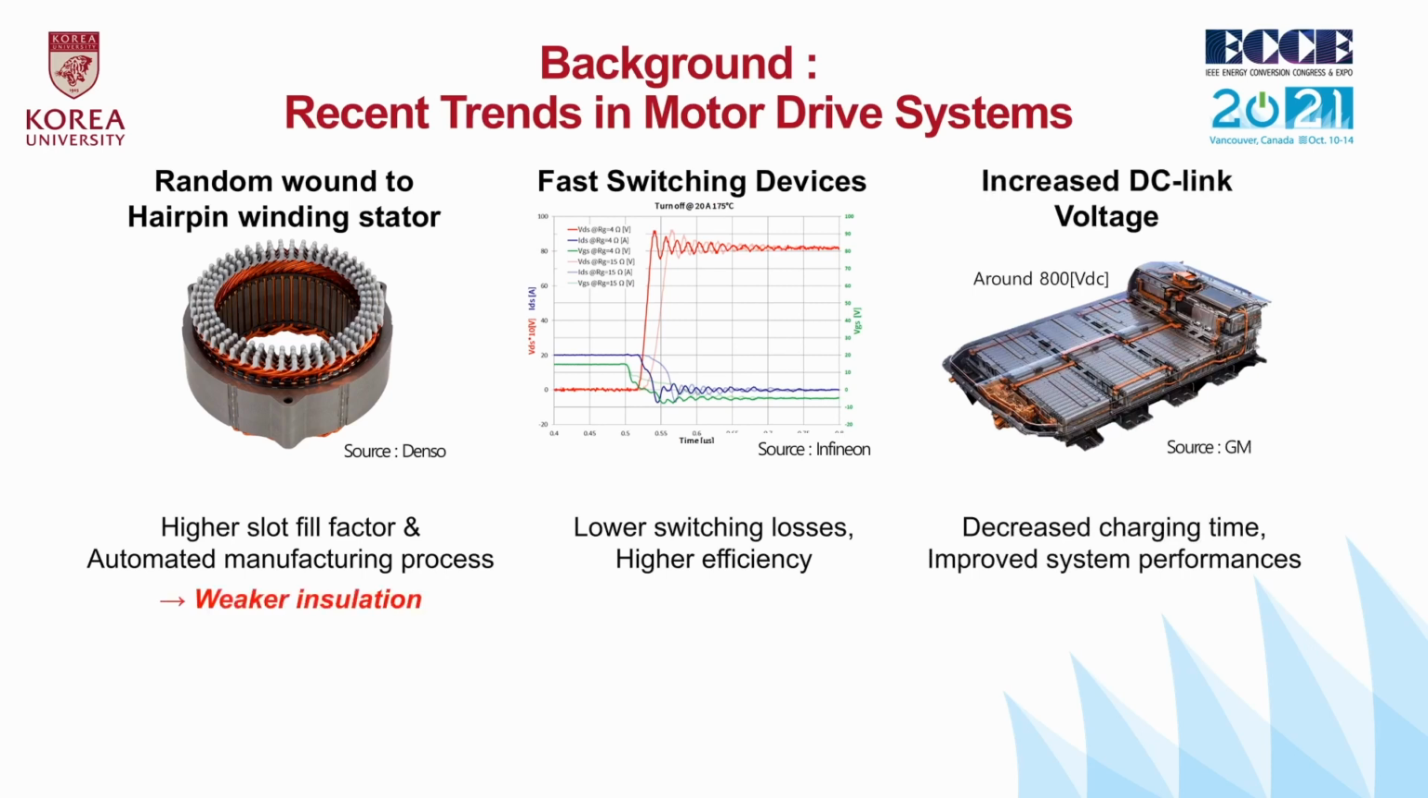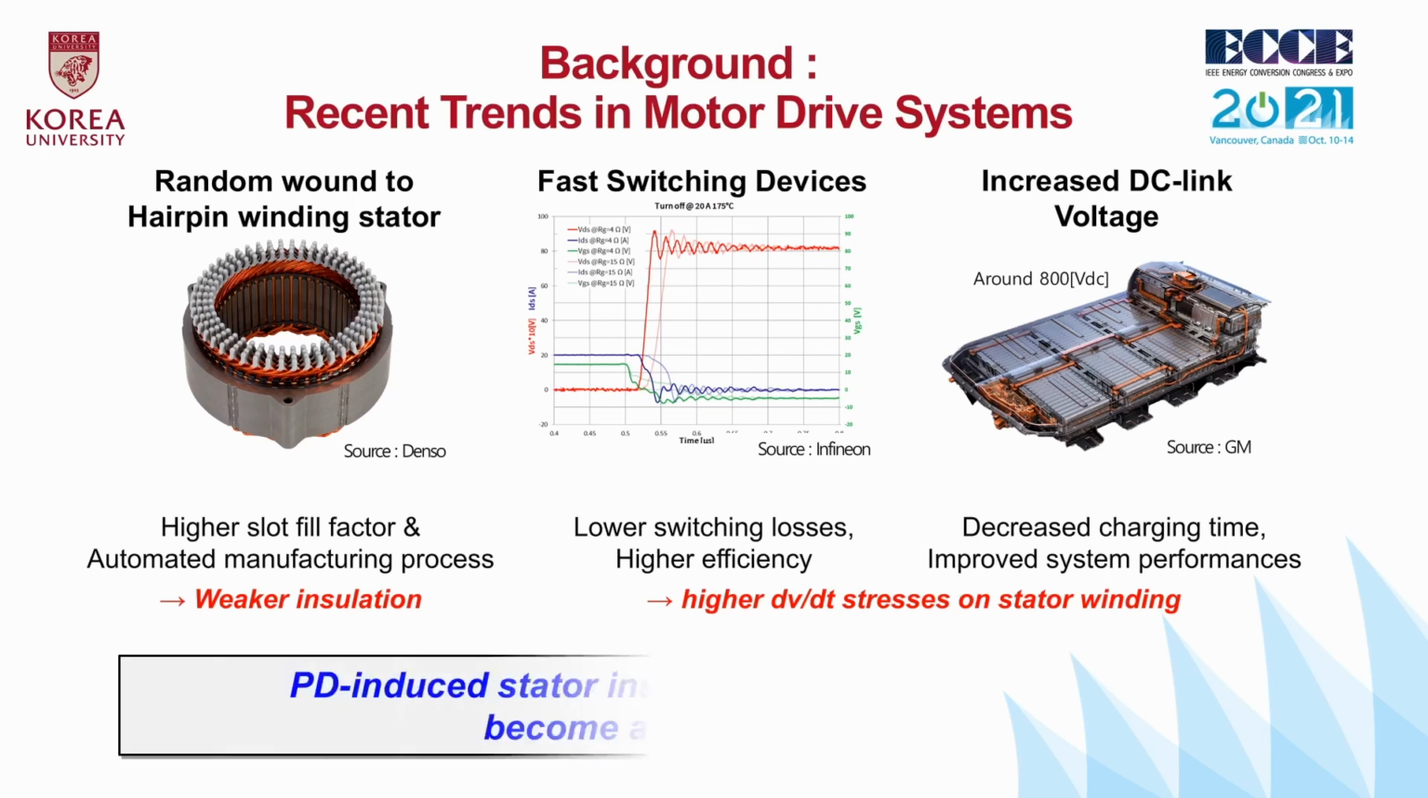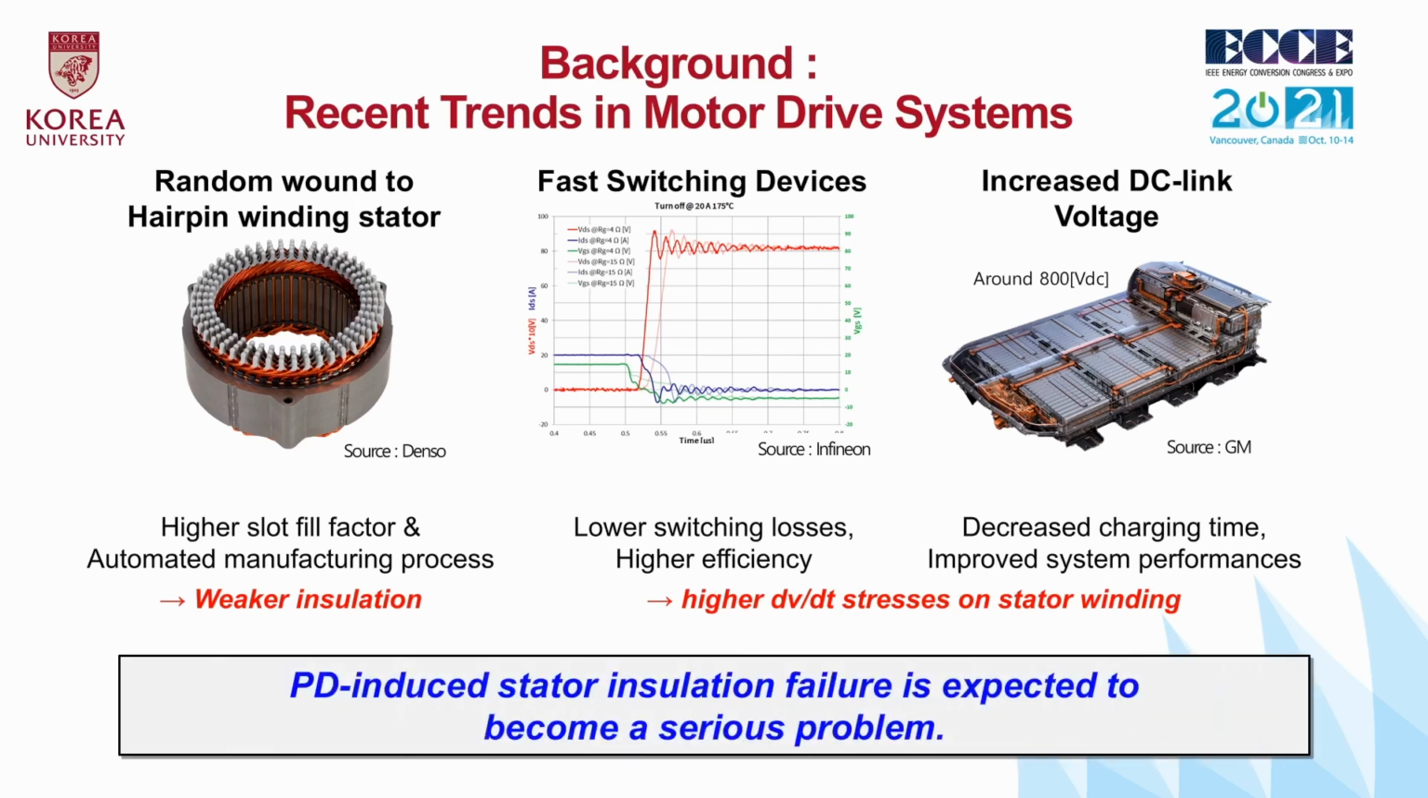The new type of stator design could suffer from PD since they have a maximum voltage between N-turn coils, and the fast switching and high DC bus voltage will increase the high dV/dt stresses. In addition, the motor for electric propulsion systems can be operated at high altitude, where PDIV is significantly lower. It will make PD-induced stator insulation failure more likely to occur and is expected to become a serious problem in the future.